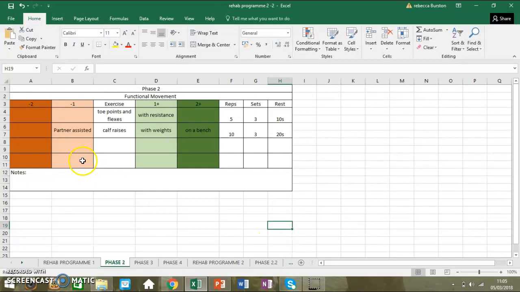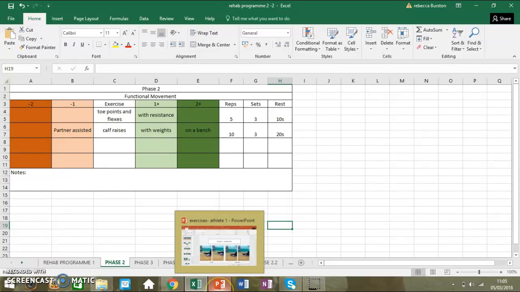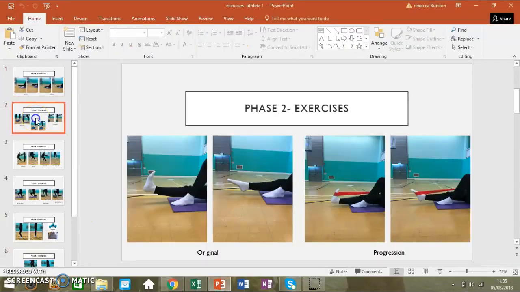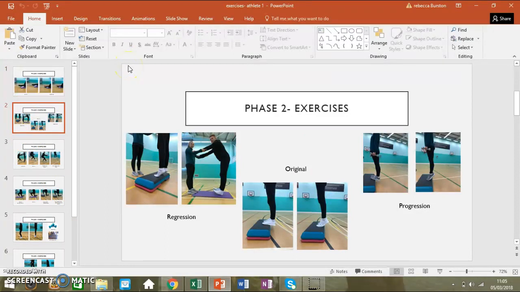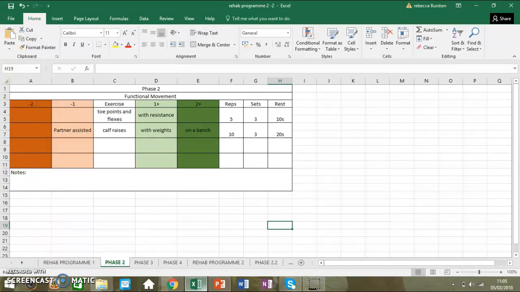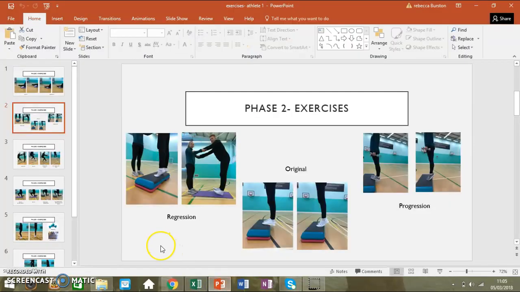between each stretch. So next is calf raises, and so you can see the original is just on a box, raising up and down and doing this for 10 reps for 3 sets, and then having 20 seconds rest. And if the athlete is finding this difficult, then he can regress to having a partner help stabilize him. However, if he has cracked the calf raises, he can go on to the progression, which is holding weights and doing the same up and down movements of calf raises.